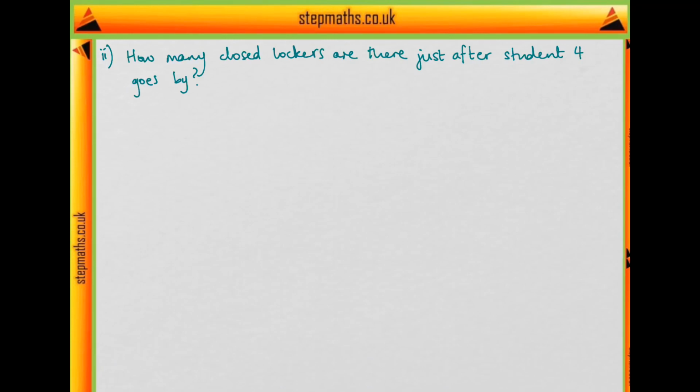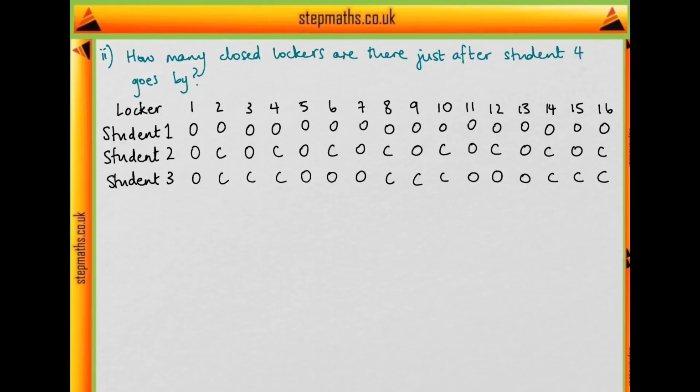Okay, now for part 2, they want to know how many lockers are closed immediately after the 4th student has walked along the corridor. So let's do what we did before and have a look at the first few lockers and see if we can get an idea of what's going on and find some patterns. So this is the situation we were left in after student 3 went past, and then student 4 is going to come along and change the state of every 4th locker. So they're going to leave the first 3 lockers alone, then they change the 4th one, so the closed becomes open, then they'll leave 5, 6 and 7, then they'll change the state of number 8, and so on.